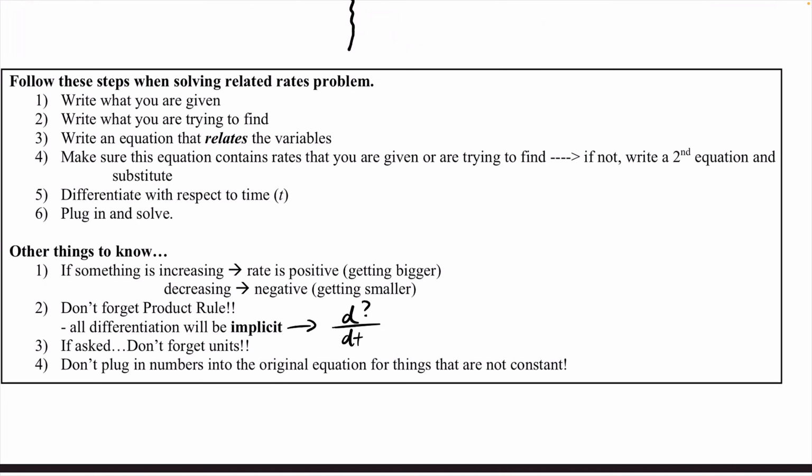Okay? Sometimes they'll give you units. If they give you units, they want units in your answer. If they don't give you units, don't worry about it in your answer. Just depends on what they give you. Don't plug numbers into the original equation for things that are not constant.